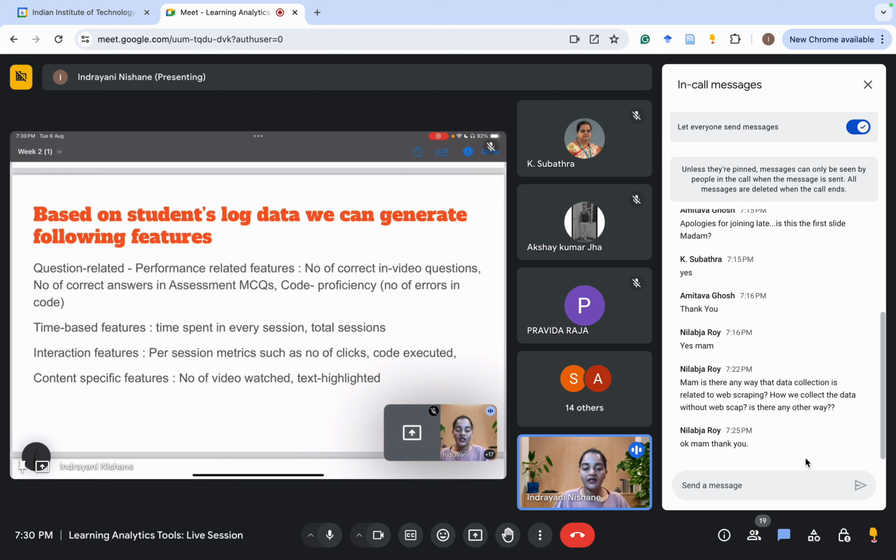Such content-specific or system-specific features for PyGuru would be what text they have highlighted, and which page had the maximum highlights. Is that the topic students are finding difficult? I can develop a hypothesis around it and then try to prove it through their performance data in the MCQs and their pre-test and post-test data. So this was just an example.